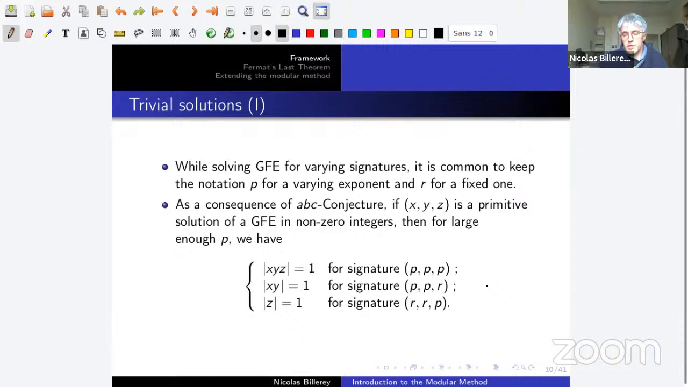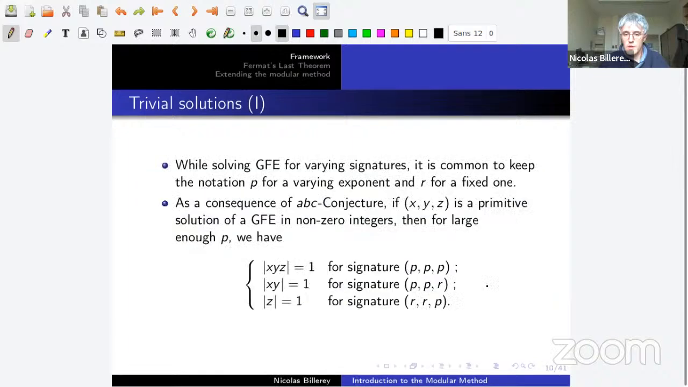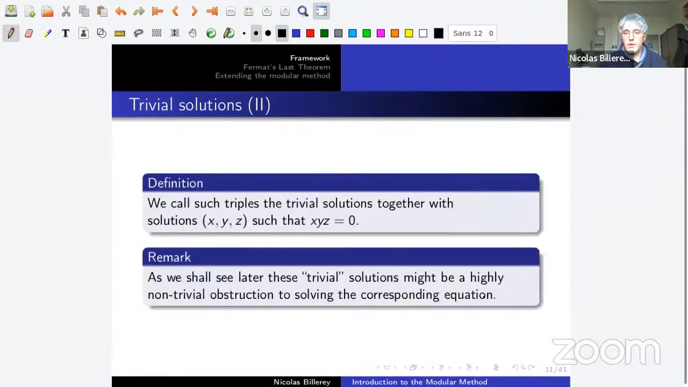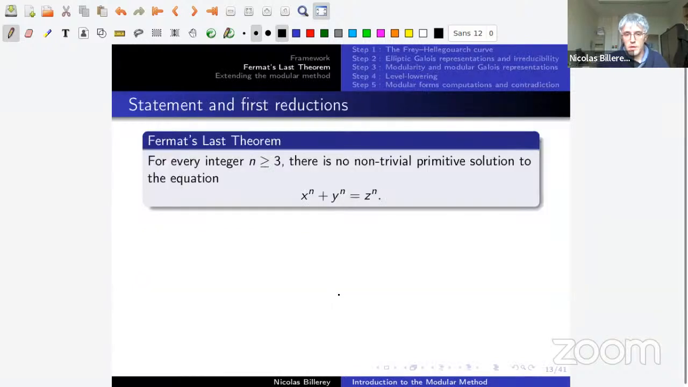So this leads to the definition of what I'm calling the trivial solutions. Trivial solutions will be those solutions in coprime integers that satisfy these conditions here, together with the solutions for which the product X, Y, and Z is 0. And again, as I said before, we'll see later that these trivial solutions are actually a highly non-trivial obstruction to solving certain generalized Fermat equations. But for now, we will focus on a simple case, let's say, the case of Fermat's Last Theorem. Of course, it's a very deep theorem, which I recall now. You probably all know it, but it has a very long history. And I will try to summarize the main steps in its proof in this part of the talk.